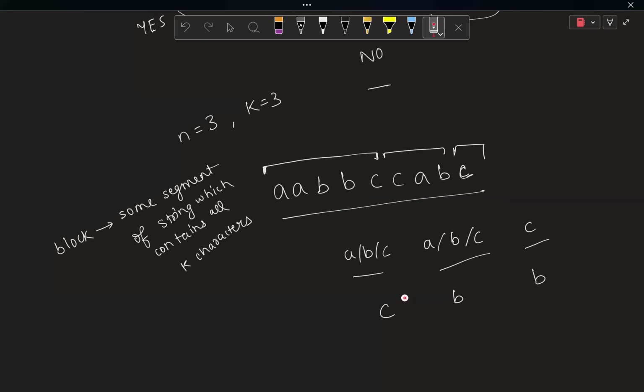We will see that for the first C, you are forced to pick up this one. For this B, you are forced to pick up this one. And for this B, you don't really have any choice.